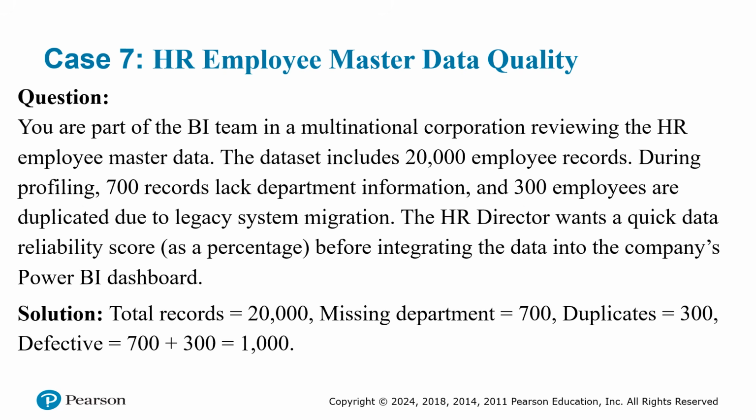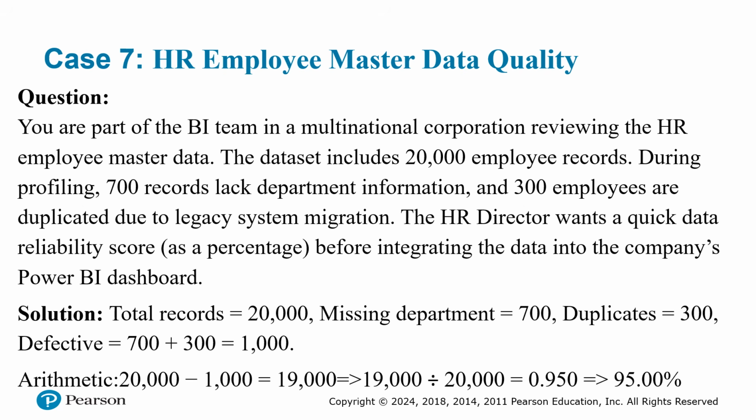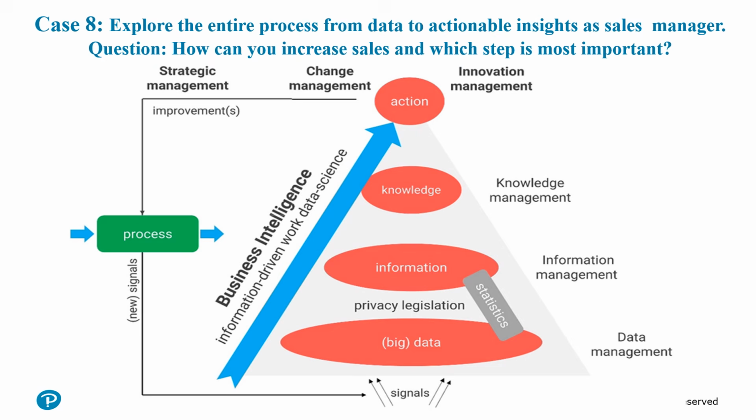This is related to a Power BI dashboard for HR analytics. You have the same context: 1,000 defective records. You remove them from 20,000, which gives 19,000. 19,000 is 95% data accuracy.